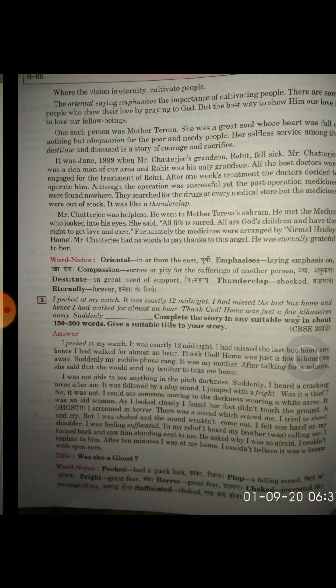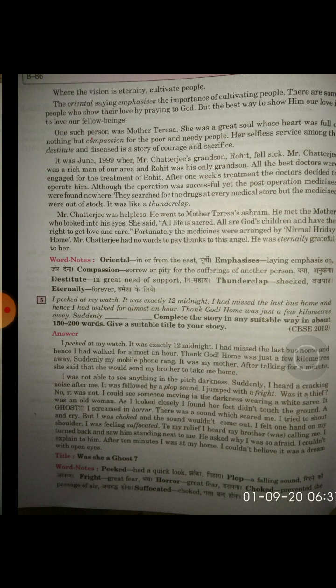Now you can see this story. I peeked at my watch. It was exactly 12 midnight. I had missed the last bus home, and hence I had walked for almost an hour. Thank God. Home was just a few kilometers away. Suddenly, my mobile phone rang. It was my mother. After talking for a minute, she said that she would send my brother to take me home. I was not able to see anything in the pitch darkness.